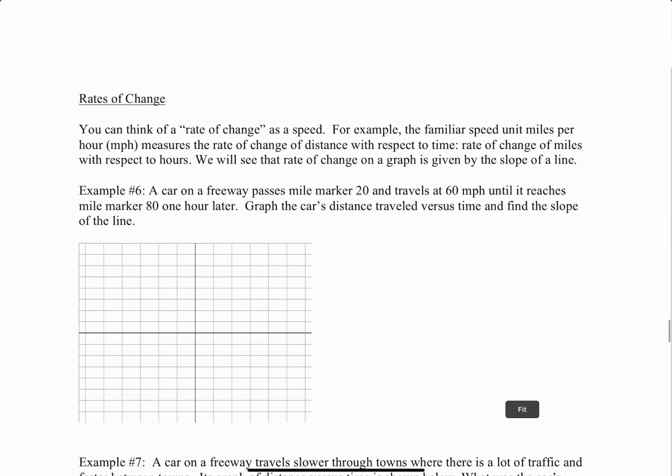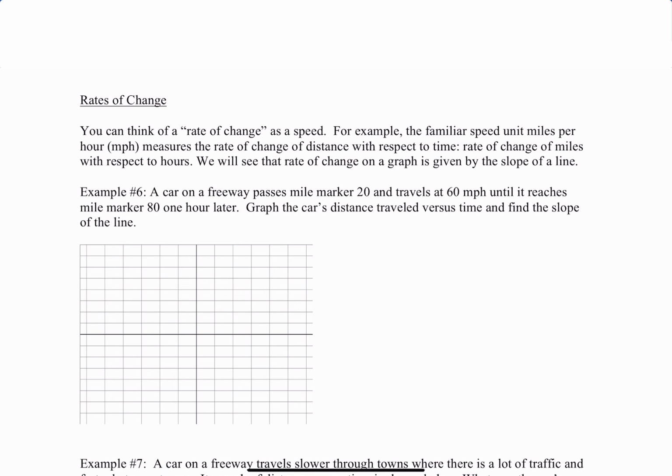We're going to put distance on our vertical axis. We're measuring that in miles. Let's use units of 10 miles here. So we'll mark our vertical axis from 10 to 80.